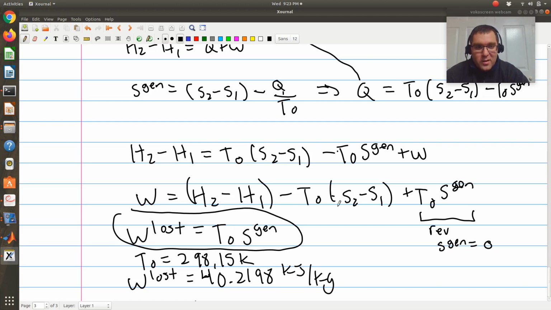So there's W lost, the equation given in the book. That's where it comes from. My mental block was that we're not thinking in terms of a bath. It's adiabatic, but that's what the definition of lost work is. My apologies. Hopefully that helps.